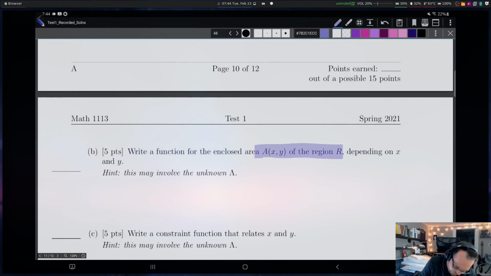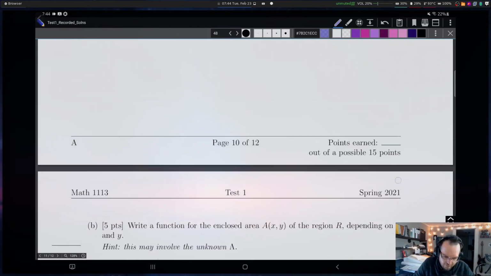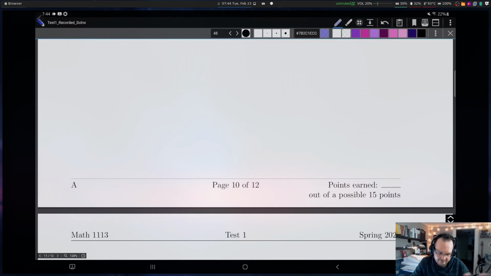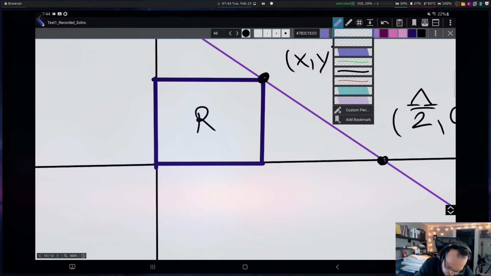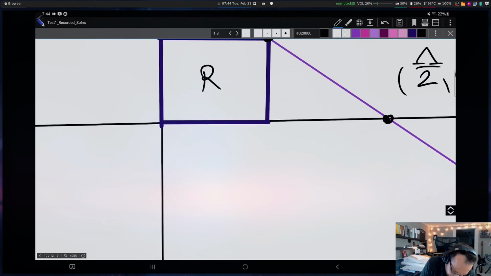The area A should depend on x and y. So this region R depends on x and y, and it could also involve this lambda that's floating around. In fact, throughout this entire problem, the lambda could show up kind of anywhere. So let's just go back to our picture. What is the area of this region?